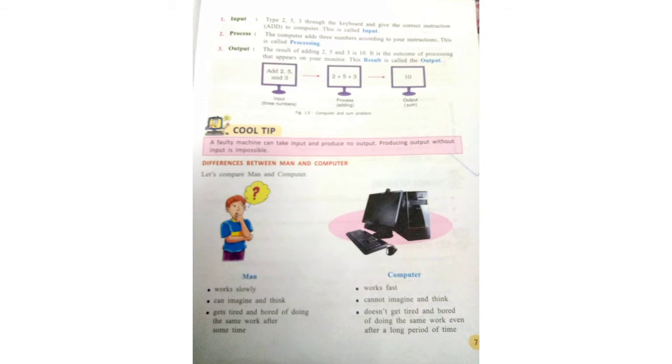We have discussed this during class, that men work very slowly whereas computers work fast. Man can think but computer cannot think. So class, the big difference between computer and man is that man gets bored very easily while computer never gets bored. Now open your book page number 8 and you can see Must Know.